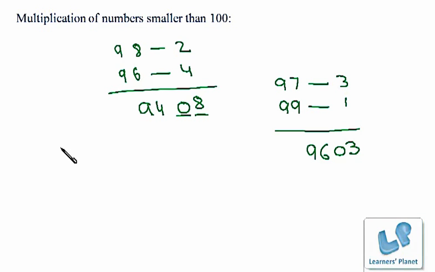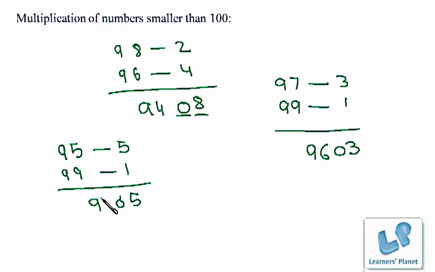One more such example could be multiplication of 95 and 99. So this is minus 5 while this is minus 1. So 5 into 1 is 5. We put a 0 as it is over here. Then we subtract. So we get 94. So the multiplication of 95 and 99 is 9405.